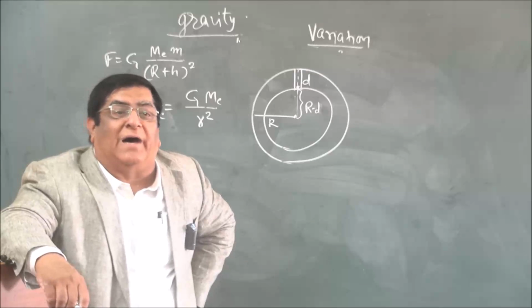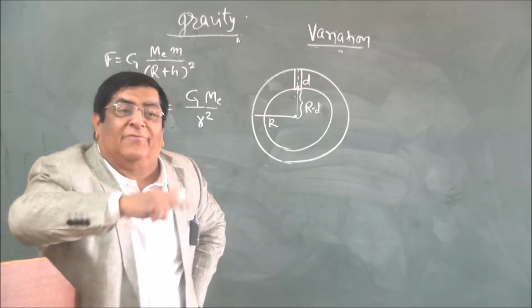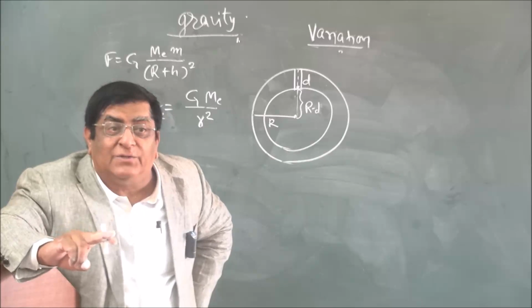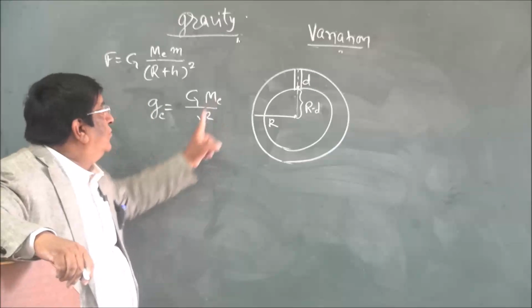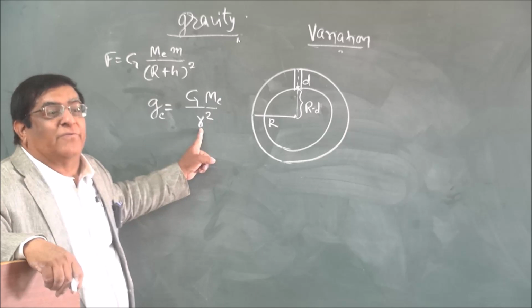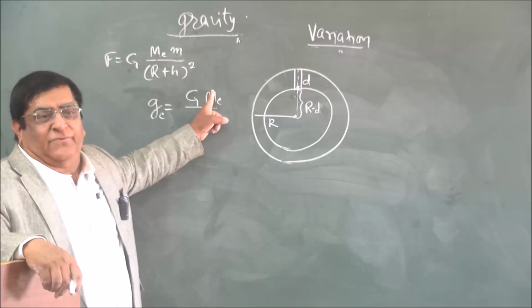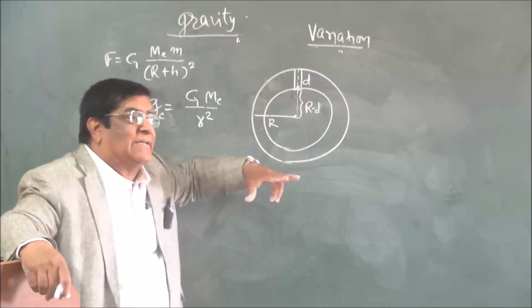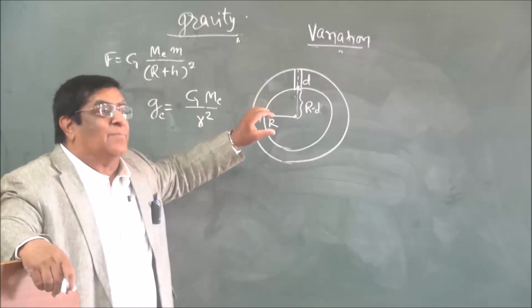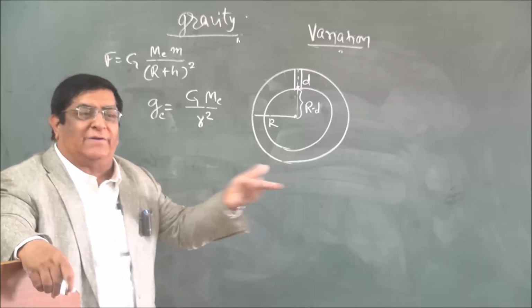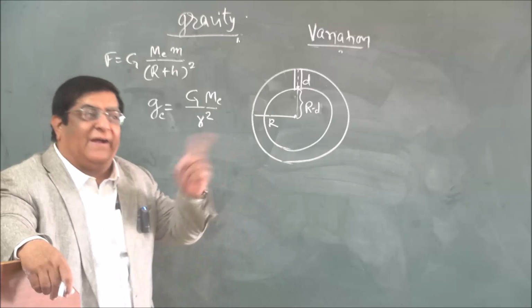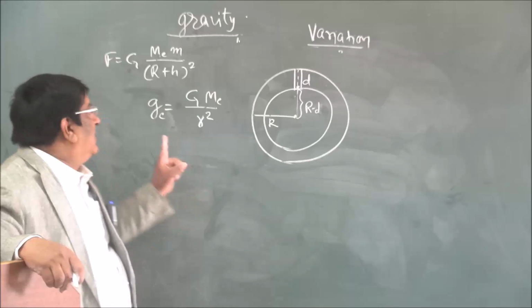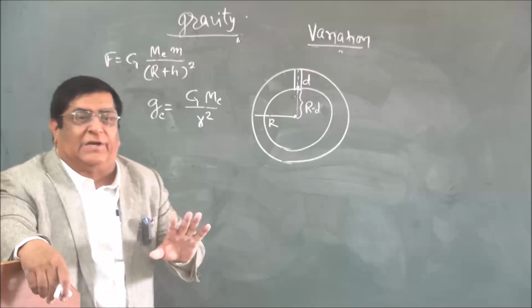Tell me the formula for mass. Density into? Tell me the formula of volume. 4 by 3 pi r cube. This has got r cube. Which is more powerful? r cube is more powerful. Understand? That is why when we decrease the radius, both mass and radius are decreasing, but which has more power? r to the power 3. That is why the effect of the reduction of mass is more. So this quantity ultimately reduces, that means the g value is reduced. This is the general feeling.